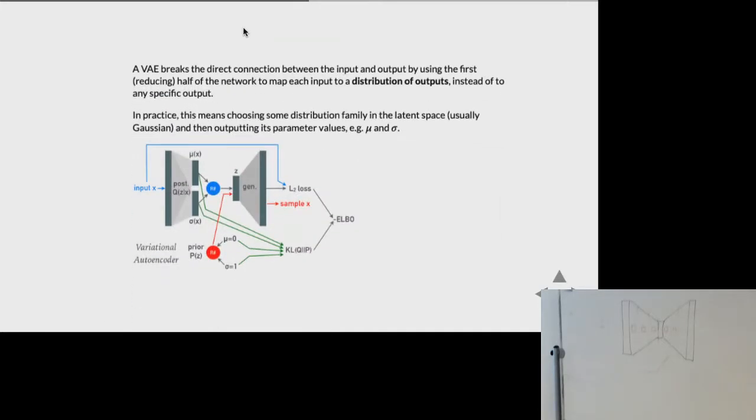Okay, so variational autoencoders. Both GANs and VAEs do something important, and that is they break this connection right here. So we're not going to have a direct connection. The data will never flow directly through to the output. So we're going to use different ways to break that.